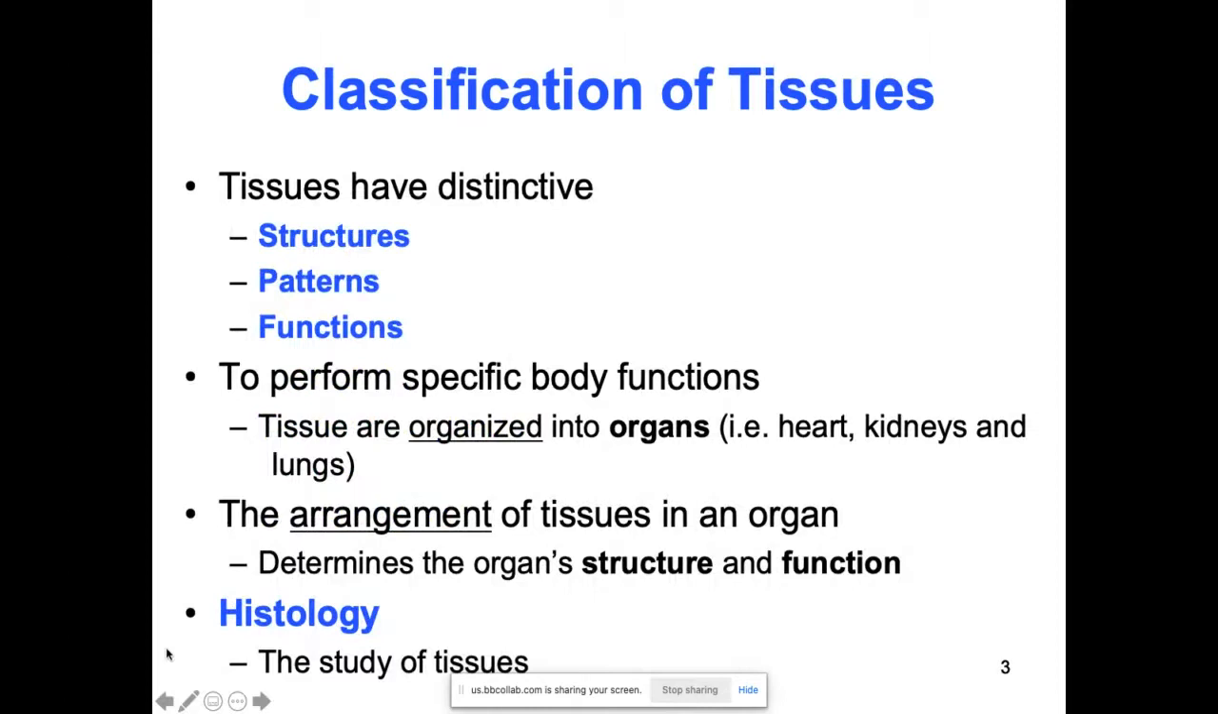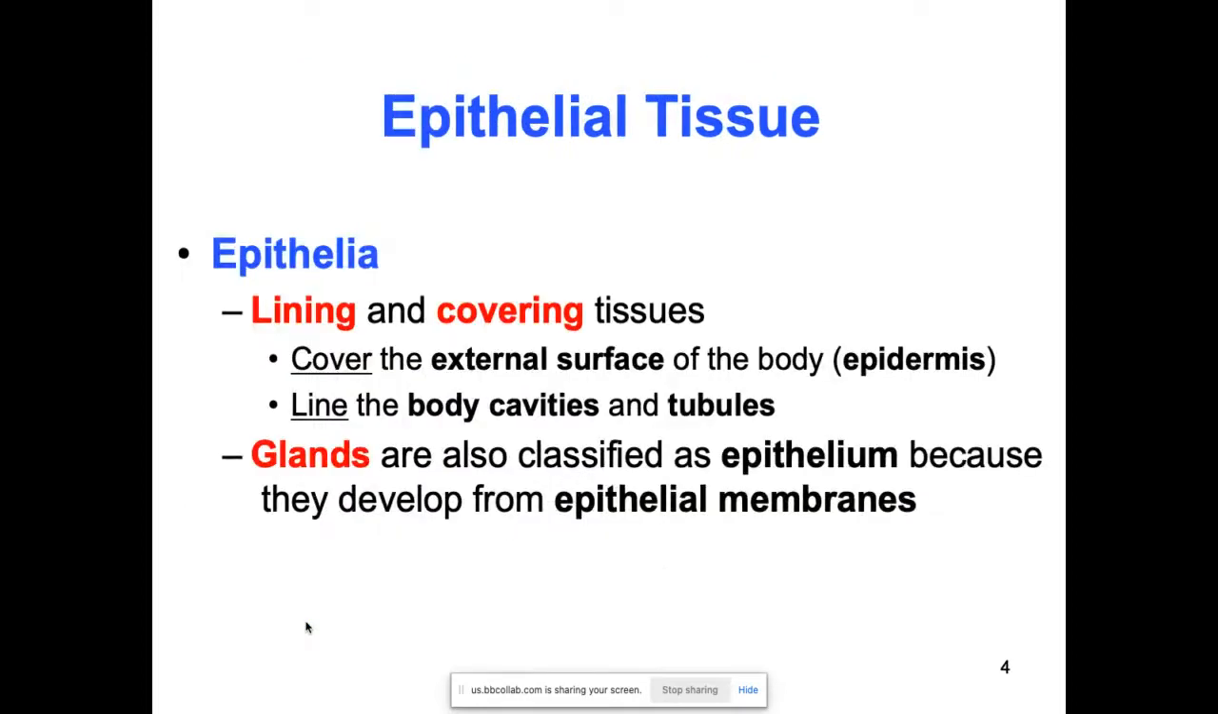Now, tissues have very distinct structures, and if they have distinct structures or patterns, they're going to have unique functions. Right? Structure determines function. And when tissues are arranged in a particular way, we know they're going to form an organ. When we study the tissues, that's called histology. Remember, when we're studying cells, that's cytology. The study of tissues is histology.